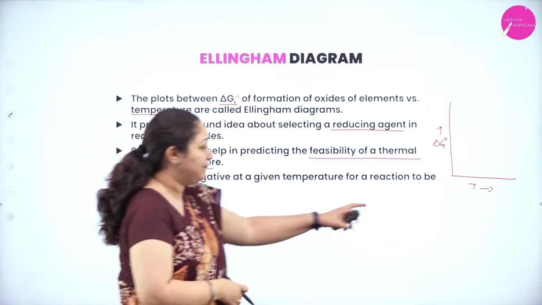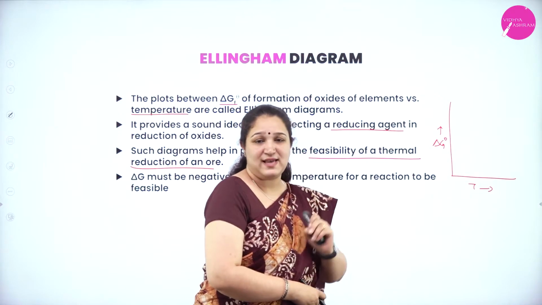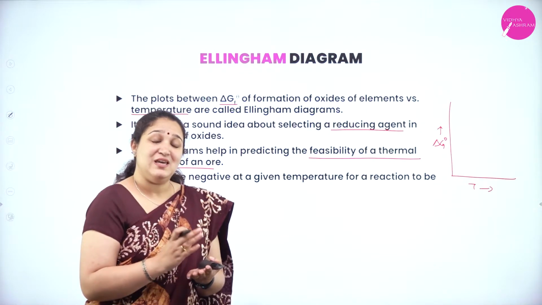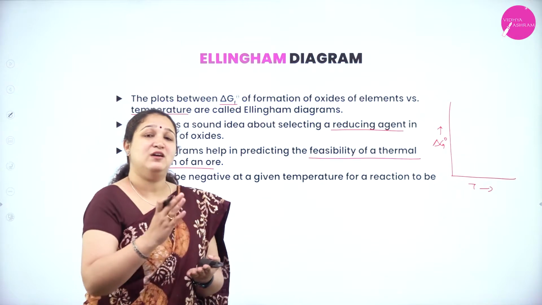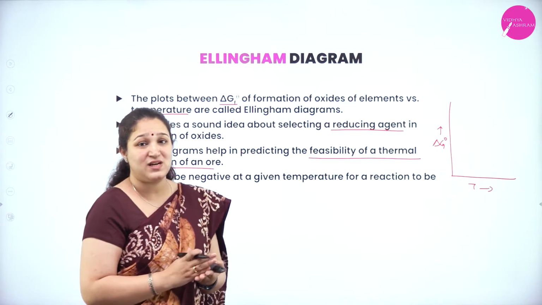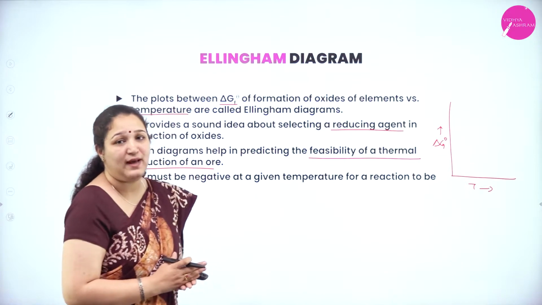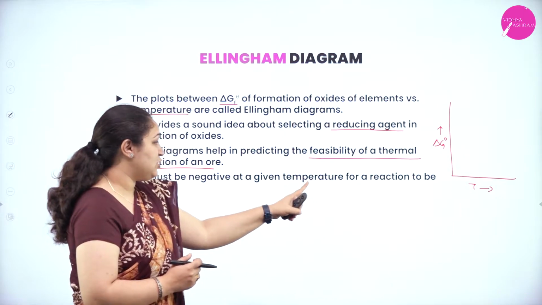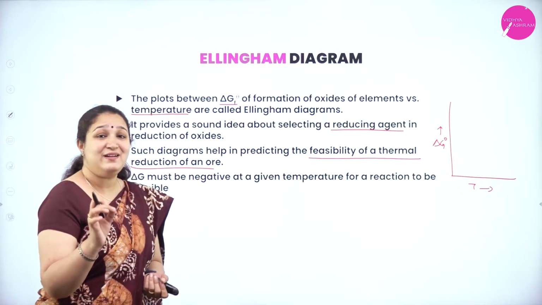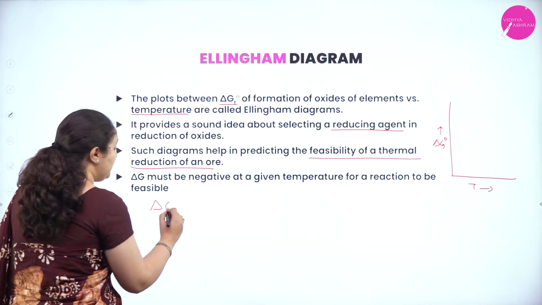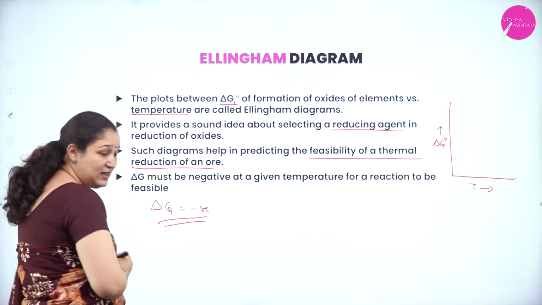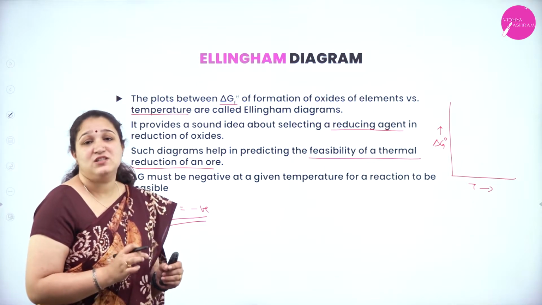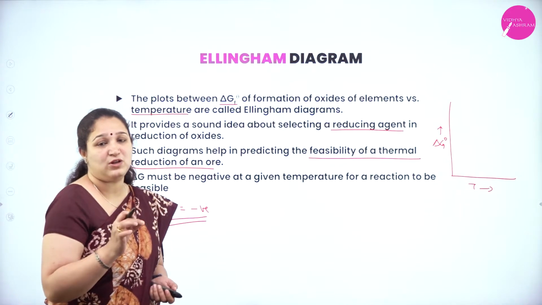Next, such diagram helps in predicting the feasibility of the thermal reduction of an ore. So here, as temperature is there in the x-axis, it will also tell us whether that particular reduction reaction is feasible at a particular temperature or not. You understand in Ellingham diagram. Also, delta G must be negative at a given temperature for the reaction to be feasible. Why delta G must be negative? See, delta G value is negative means it's a spontaneous reaction, isn't it? So, if a reaction has to be feasible, delta G value should be negative at a particular temperature.